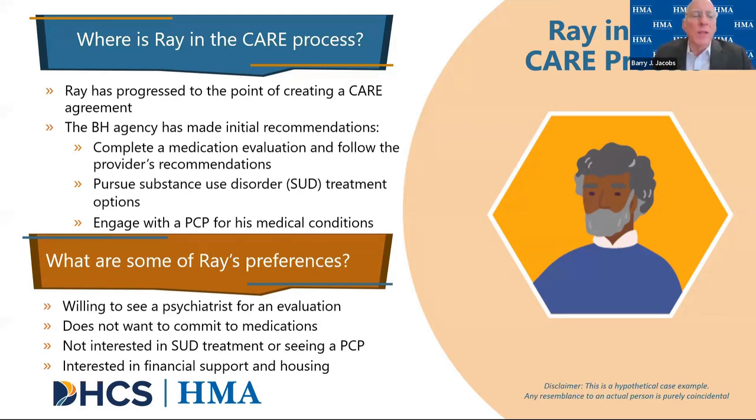So he is willing to see a psychiatrist for an evaluation, something actually I find rather surprising because he's been loath to see psychiatry in the past. But even though he's willing to see a psychiatrist at this point, he's really not willing to commit beforehand to taking medicines. Nor is he interested in treatment for his alcohol use disorder. And he's not interested in seeing a primary care provider about his diabetes. Maybe the thing that he's most interested in is potentially getting financial support and housing through the CARE Act process. So Ray is pretty clear about what he wants and also what he doesn't want.